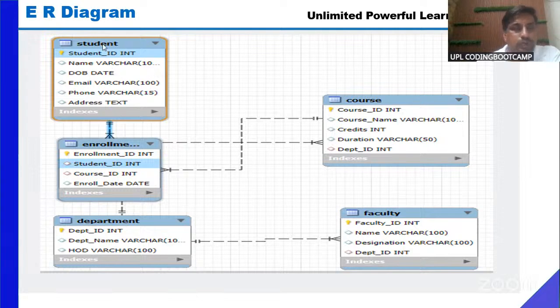So there will be a student table. These are the columns. Enrollment, these are the columns. Department, these are the columns. This course, these are the columns. And faculty, these are the columns. So based on this derivation, what will you do in SQL? You will just go and write the script. That's it.